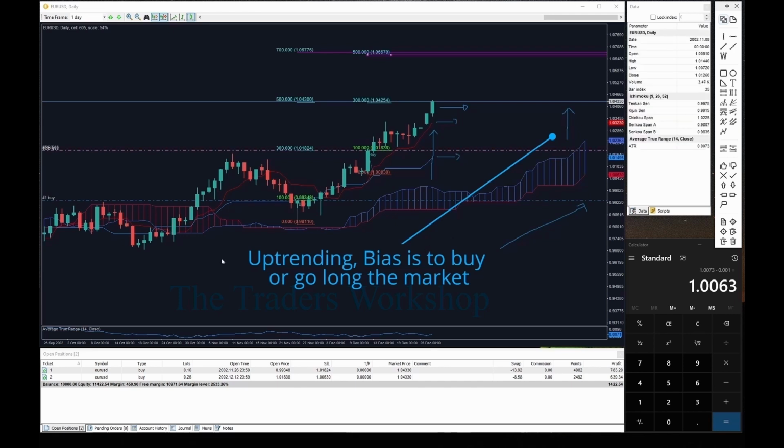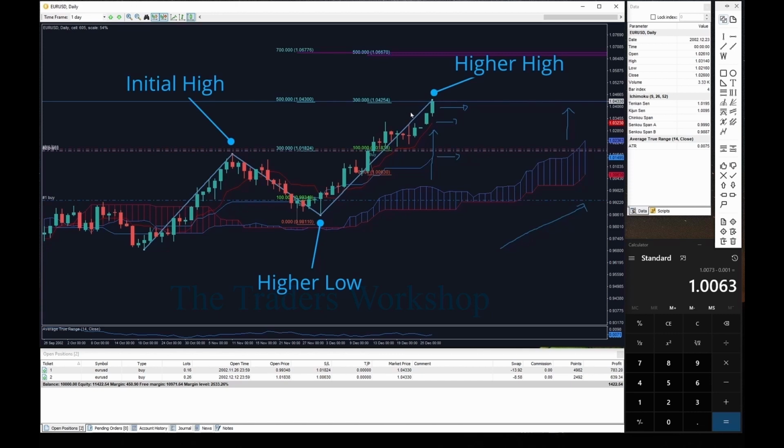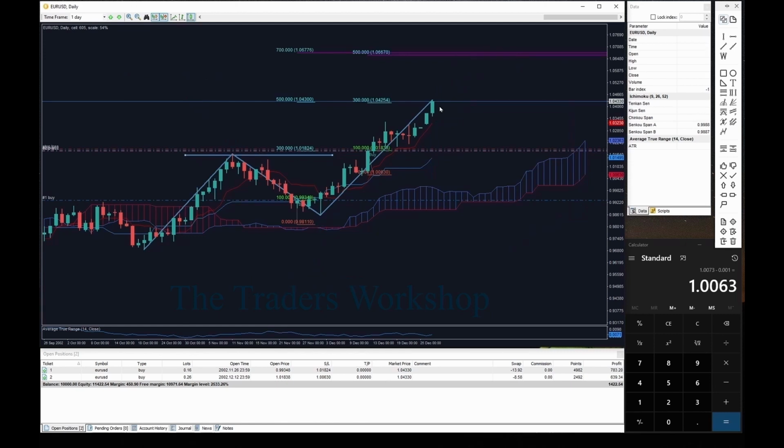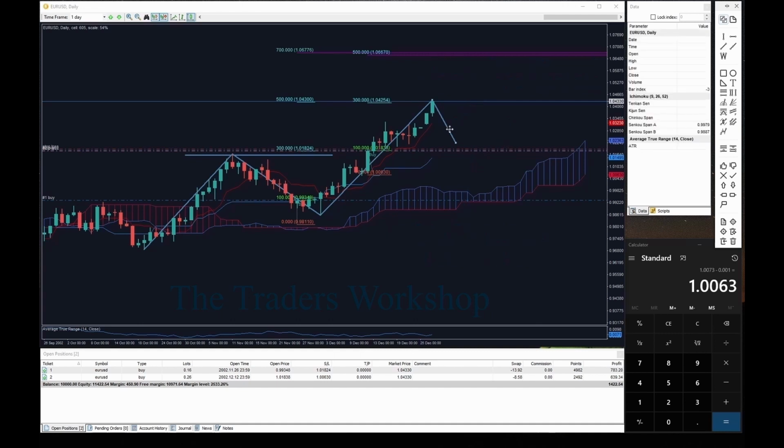And as you can see, the market is continuously making new highs. Starting at the initial low here, initial high here, higher low here and higher high here, breaking and closing above the initial high. From here, we will patiently wait for the market to pull back and close below the Tenkan Sen. And if an inside bar as our entry signal is printed, we will not hesitate to take this trade. Keep in mind that if the market begins to trend, we will follow that trend until the market stops us.